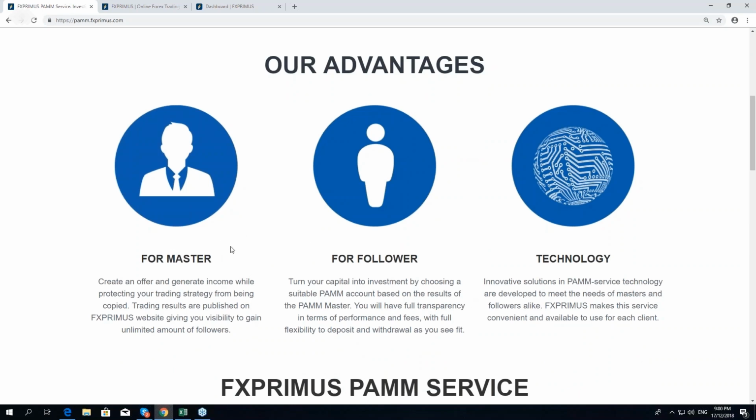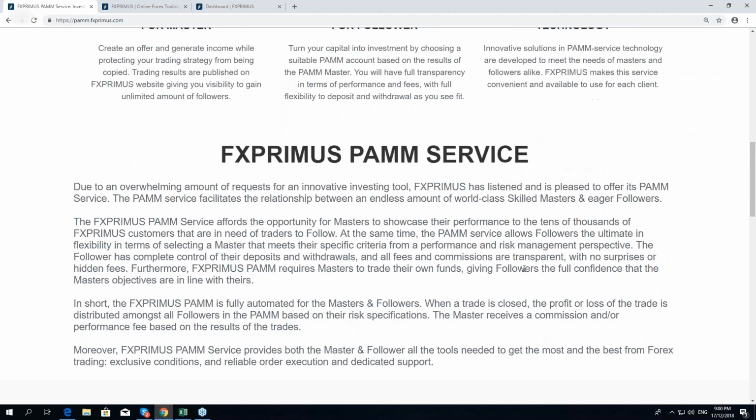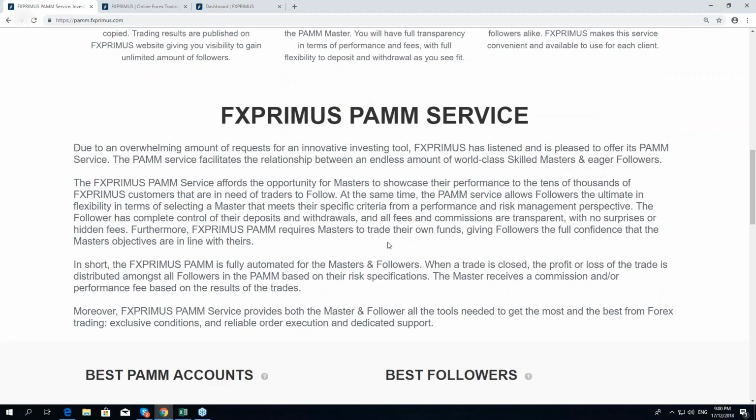Basically, the PAMM service affords the opportunity for masters to showcase their performance to all the investors around the world, as long as they can access our PAMM website. At the same time, the PAMM service allows followers the ultimate in terms of selecting the masters, analyzing their data and performance, and understanding the strategies of the masters before the investors select which masters to go for. In short, the follower has complete control of their deposits and withdrawals, as the PAMM account is open under the investor's own name, and they have full control on the funding and withdrawals. All fees and commissions are transparent, and no surprises or hidden charges are involved in the PAMM system.